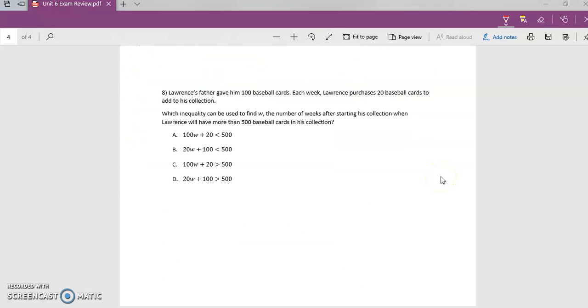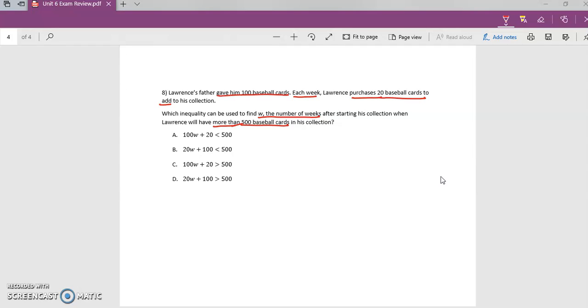Okay, last problem. Lawrence's father gave him 100 baseball cards. Each week, Lawrence purchases 20 baseball cards to add to his collection. So every week he's adding 20 more. It says which inequality can be used to find W, the number of weeks after starting his collection when Lawrence will have more than 500 baseball cards.